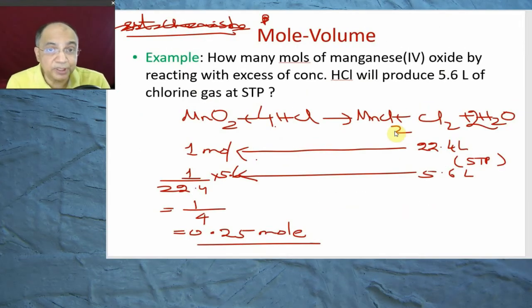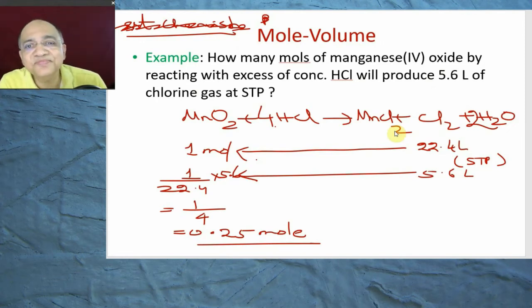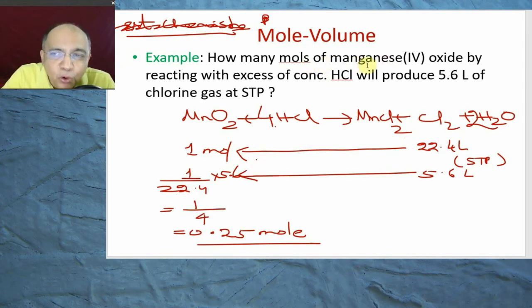Now let us take up an example of the mole-volume relationship, where you are given the data of one species either in terms of volume or mole, and you are asked the other species either in terms of volume or mole. Let's see this example. How many moles of manganese 4 oxide, by reacting with excess concentrated HCl, will produce 5.6 liters of chlorine gas at STP? Let us read again.